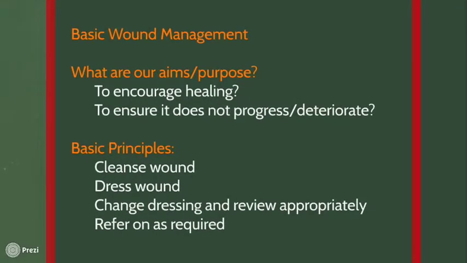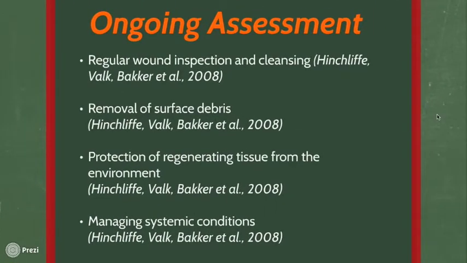And then we move on to basic wound management, where we have to start considering an aim, whether we're going to start encouraging healing or trying to stop the wound from progressing or deteriorating. Our basic principles of wound management include cleaning the wound, dressing the wound, changing dressing and reviewing it appropriately, and referring on when required. Ongoing management consists of regular wound inspection and cleaning, removal of surface debris, and protection of regenerating tissue from the environment, along with managing systemic conditions.